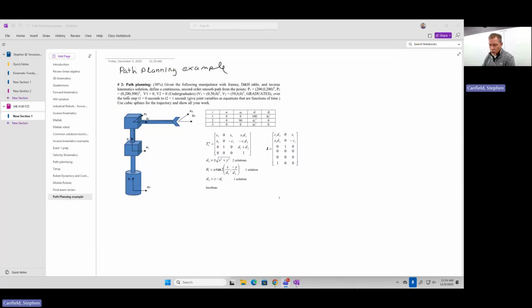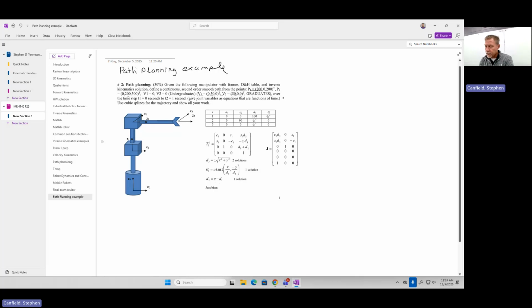Okay, so presented here with this robot, it looks like it's a 3DOF robot. It has theta 1, D2, D3. We're given the following manipulator with frames, DH table, inverse kinematic solution given here. And we're asked to define a continuous second order smooth path between point 1 and 2 with velocities defined here as 0, or if you want to be a little more advanced, velocities defined here over the time step from 0 to 1 second.